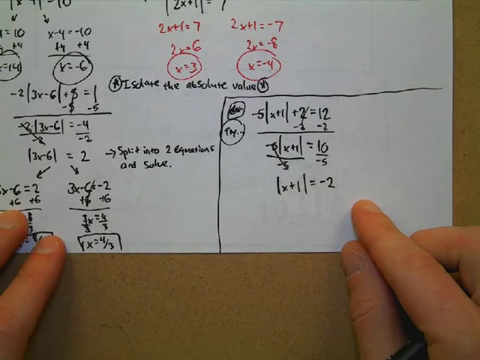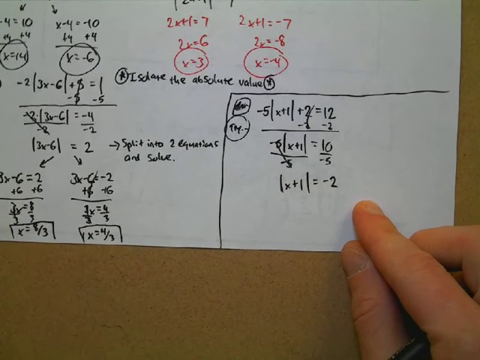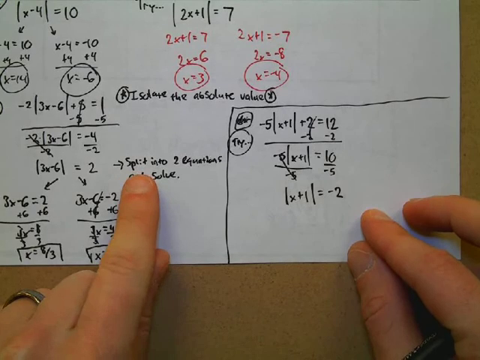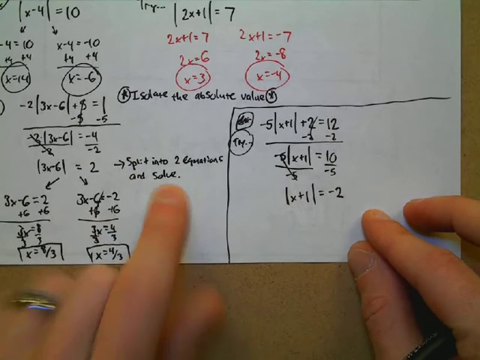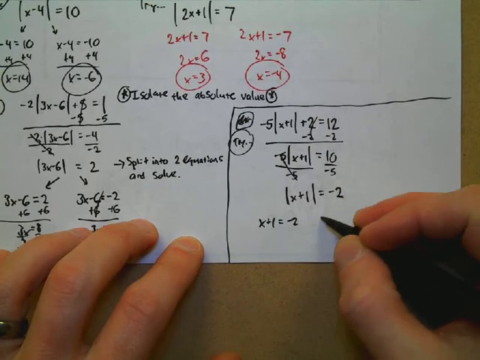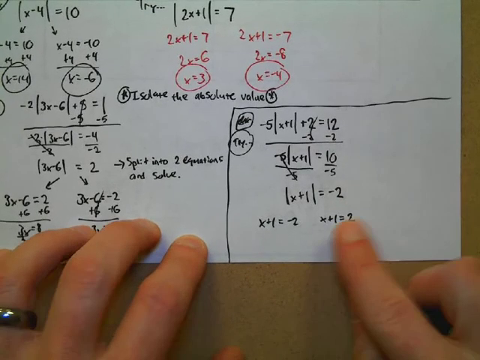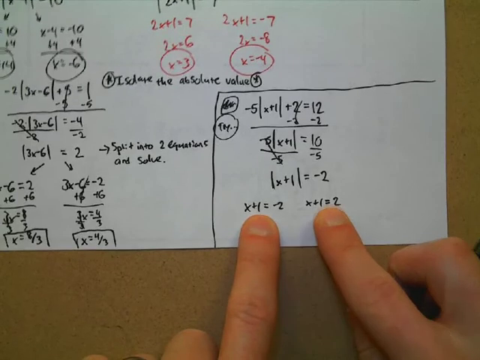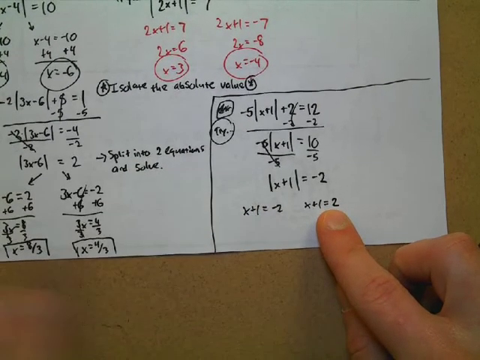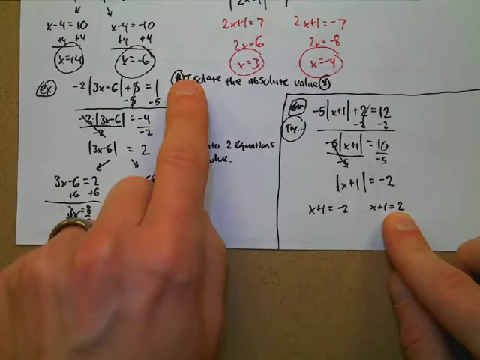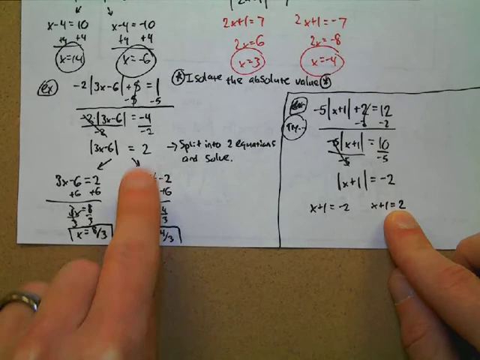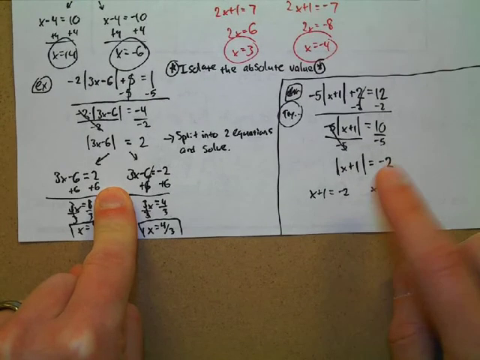Okay, so let's see here. We isolate the absolute value, and Mr. Wid said to split it into two equations and solve, right? So I should do this for my next step: x plus 1 equals -2, and x plus 1 equals +2, right? That's what I should do next? No. But Mr. Wid, that's what you said to do next. Once we isolate the absolute value, we're supposed to split it into two equations to solve. That's what you did over here. Why aren't you doing it over here? Why not?